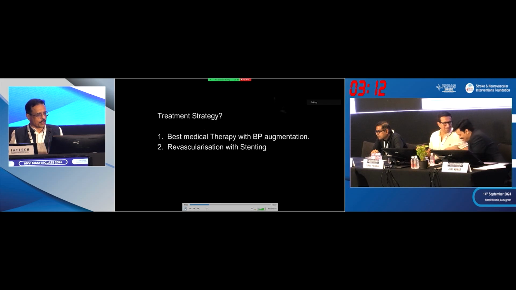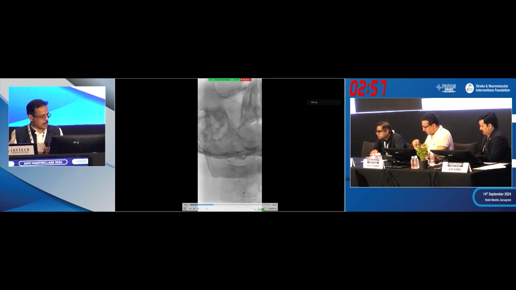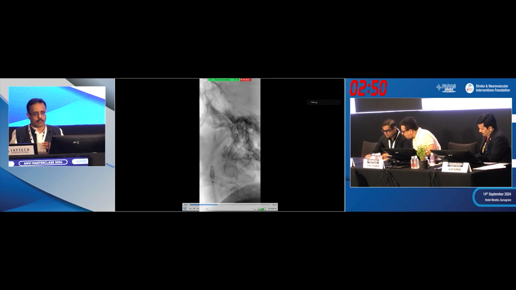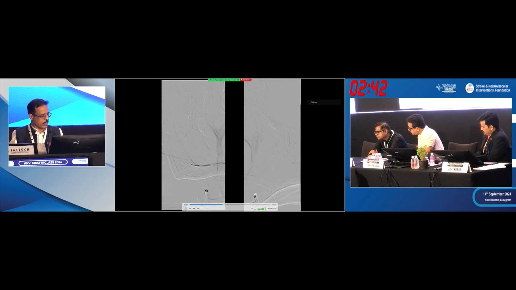So should we just increase the blood pressure or go ahead with stenting? We had kept this patient conservative. He did not improve. So we took access with a 9F short sheath, balloon guiding 8F Walrus. We wanted to be ready for stenting if need be. And then initially we took an aspiration catheter. So that's the guiding, and under inflation of the balloon in the proximal ICA, I didn't want more distal embolism. The MCA was patent. We just took the Sophia across while aspirating. Something like what Vincent mentioned, goes across the stenosis, keep aspirating through the ICA.